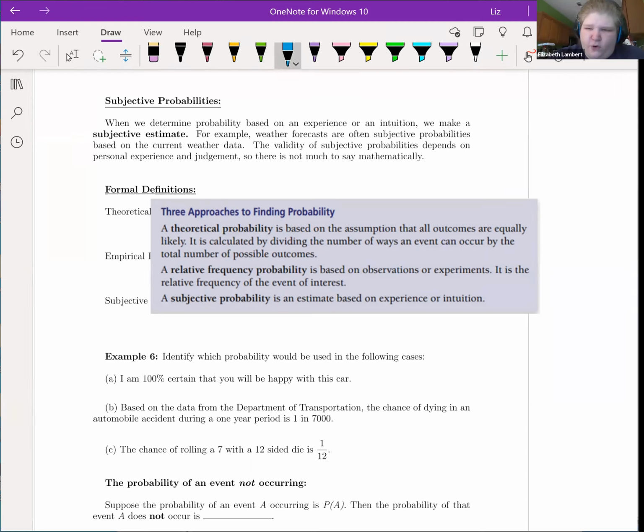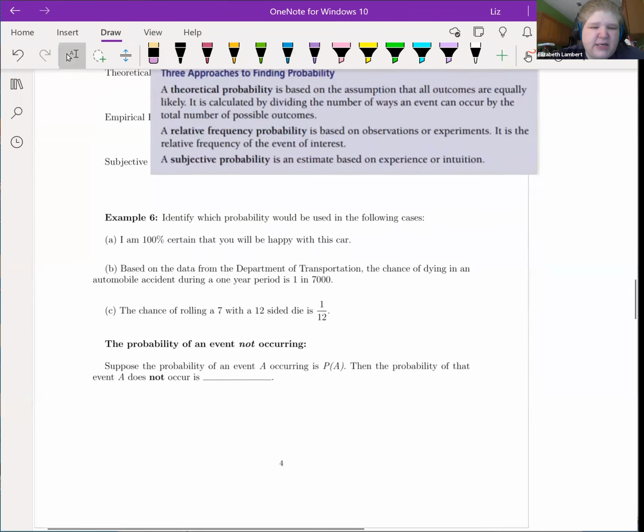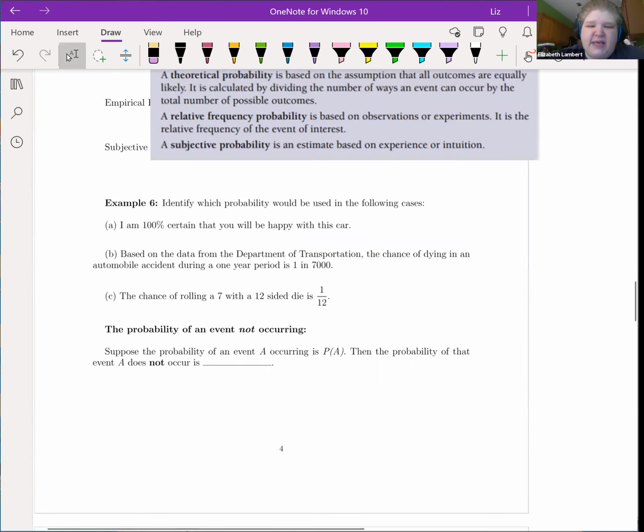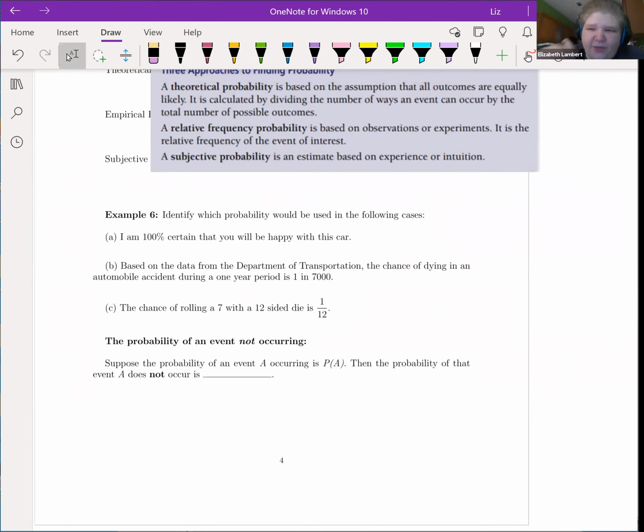So the formal definitions: theoretical, relative frequency or the experiment empirical, and then subjective. I'm not going to read those, they're wordy. So now we're going to take a look at example 6 here. Identify which probability would be used in the following cases. So this is 3 different events and they're asking, is this talking about theoretical, empirical, or subjective?